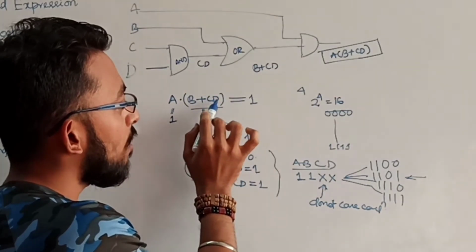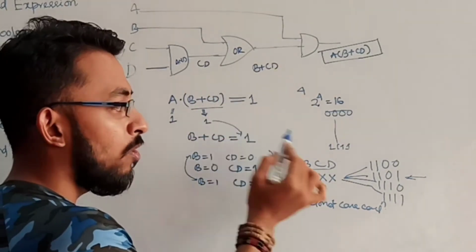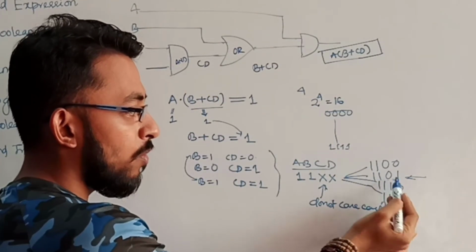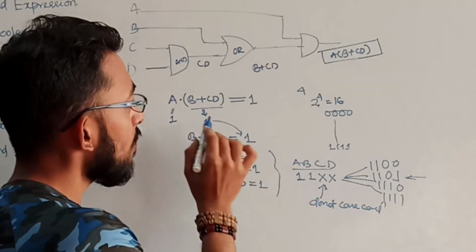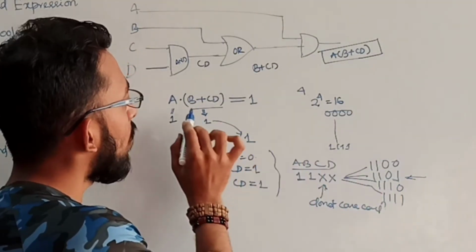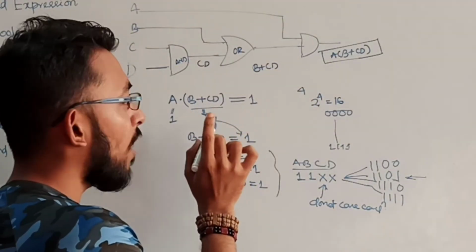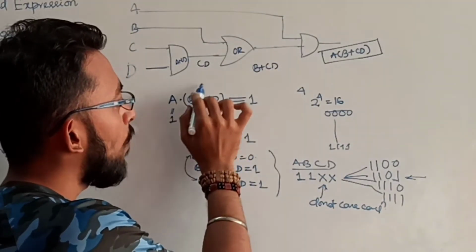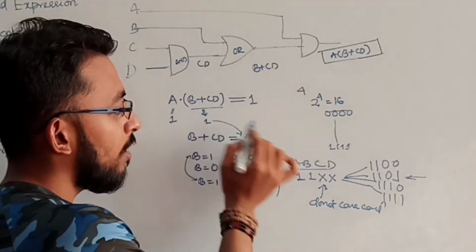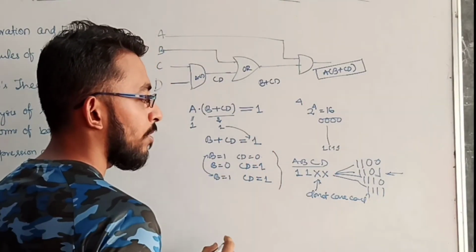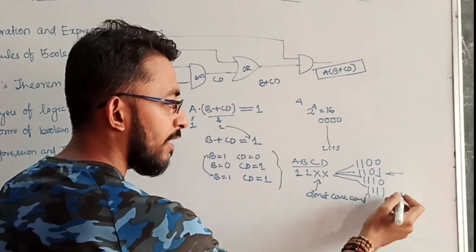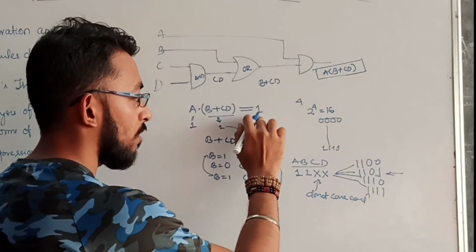So C and D ANDed will give me value 0. Since they give me value 0 and they are ORed with 1, 1 plus 0 will give me value 1. This value will give me 1. For this, A equal to 1, the output will give me 1. So you can check any of these four combinations, my output is going to give me value 1.